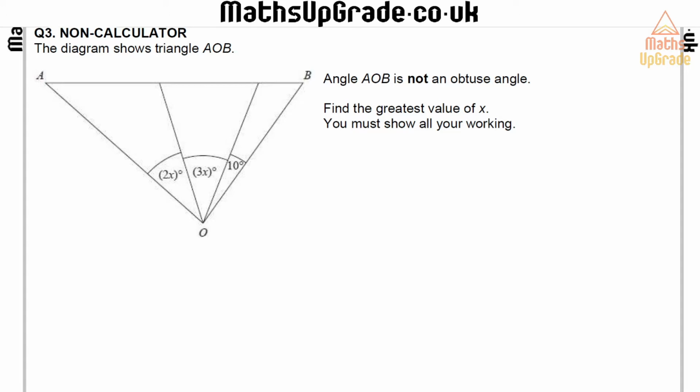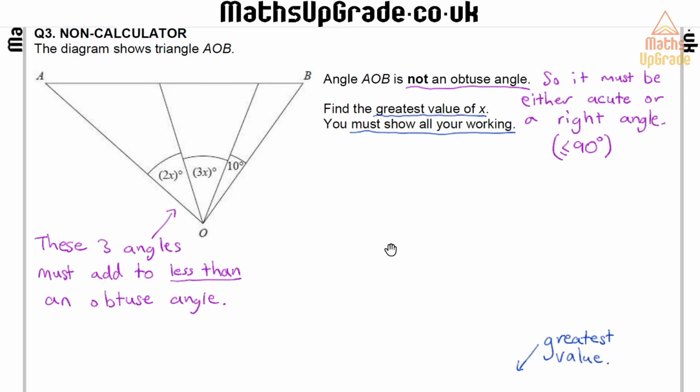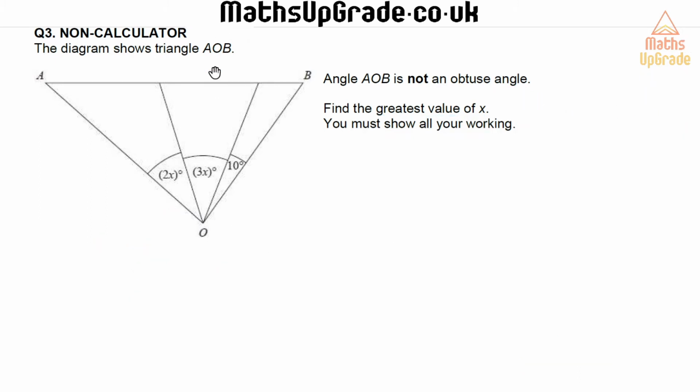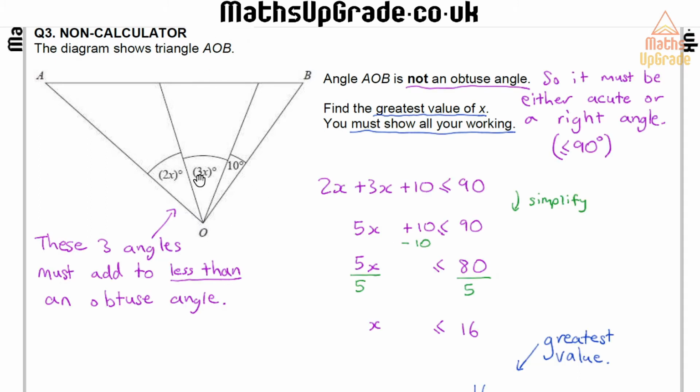In question 3 we're given a triangle AOB. We're told that angle AOB is not an obtuse angle, so therefore it must be either equal to or less than 90 degrees. So if I add up these angles here, I can write an inequality which gives me 2x add 3x add 10 is less than or equal to 90. So I just need to solve this to find the value of x.